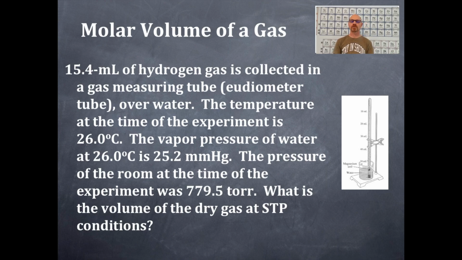The pressure of the room at the time of the experiment was 779.5 torr. That's actually a measured value from a barometer in the room at the time of the experiment. And then it says, what is the volume of the dry gas at STP conditions? So an experiment here is like you see in that diagram.